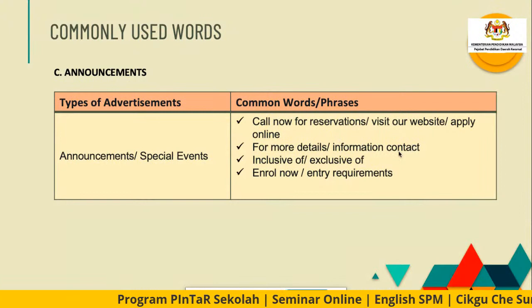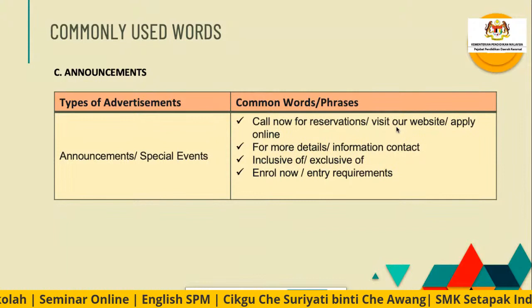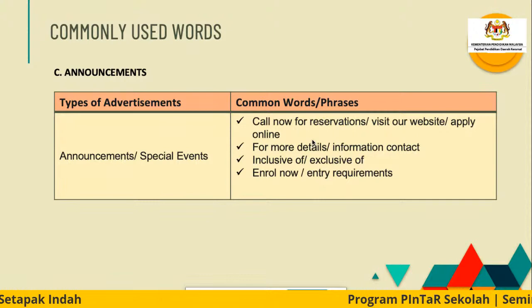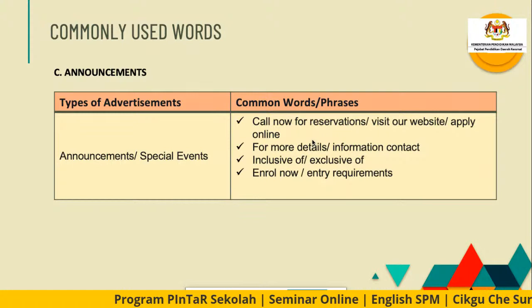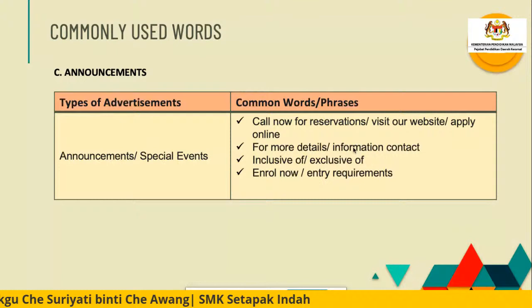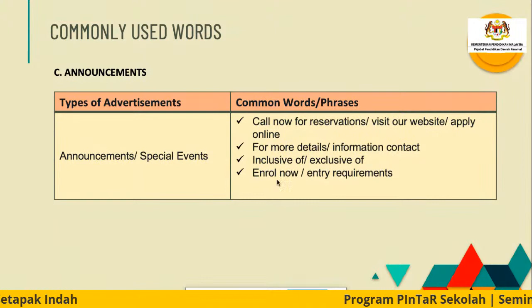Visit our website. Ini saya rasa semua orang dah faham sekarang kan. Visit our website maksudnya kena lawati laman sesawang mereka. Okay, apply online. Okay, maksudnya kena mohon secara atas talian. Okay, so saya rasa awak lagi faham bahasa Inggeris daripada bahasa Melayu sekarang kan. Apply online. So everybody knows what is apply online now. Okay, visit our website. Okay, because you are so used to it now. You have been exposed to these words now, so that's why you understand this one better than Bahasa Melayu now, right? Okay, what about for more details, information, contact, inclusive of, exclusive of, enroll now, entry requirements.